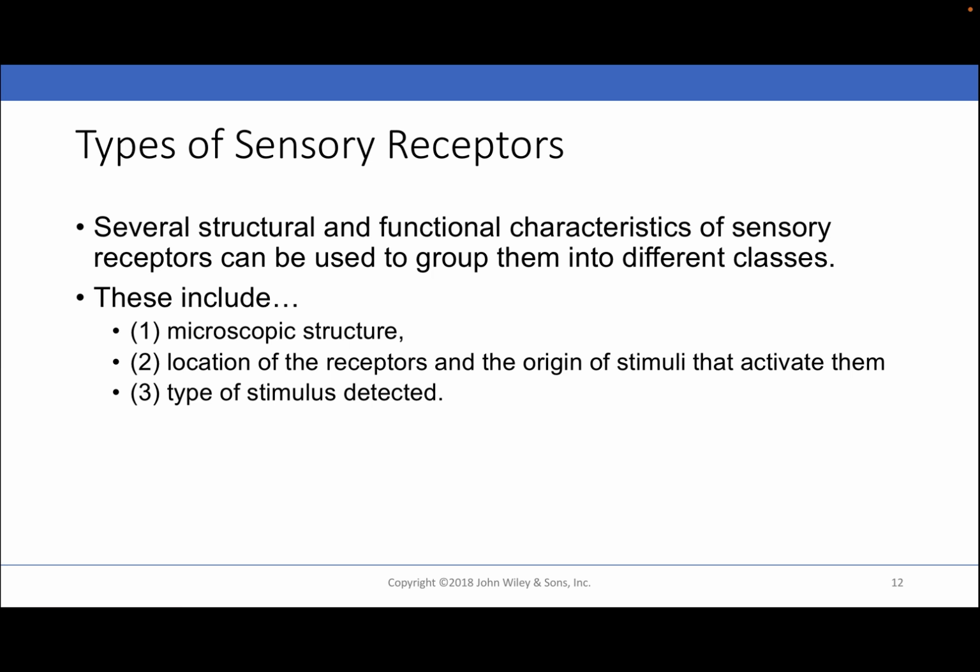So, what we're primarily going to be focusing on today are the different types of sensory receptors. There are several different structural and functional ways that we can classify these sensory receptors. We can group them into a couple of different classes. The way that we group them primarily is going to be based on how they look under the microscope, so their microscopic structure. Where is that receptor located? Or what's the origin of the stimulus that's causing them to activate? And also, what type of stimulus is being detected?